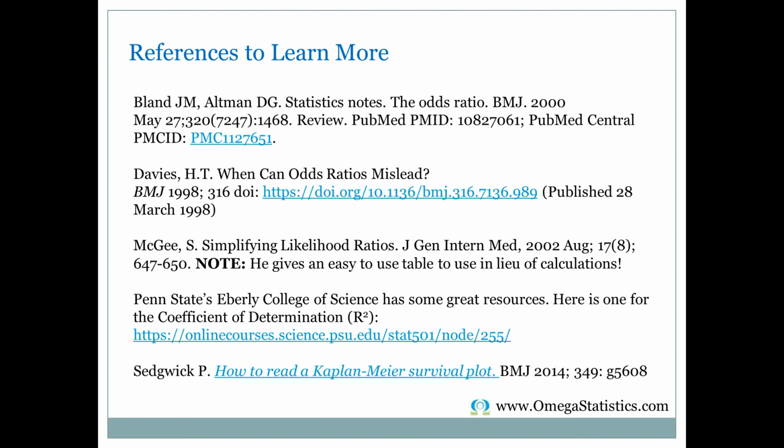Okay, so here's some references. Here's the McGee reference about the likelihood ratios. Bland-Altman, a lot of the ratios we looked at today, they are responsible for. The Kaplan-Meier curves, I think there was another one, I can't remember, was it the risk ratio? They're in a lot of things, okay? Penn State has some great statistical information. And then here's something about how to read a Kaplan-Meier survival plot that might be useful.